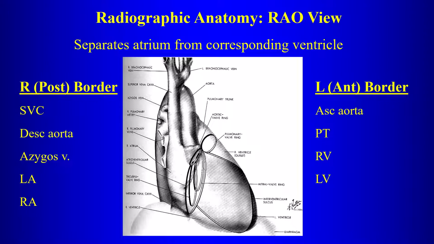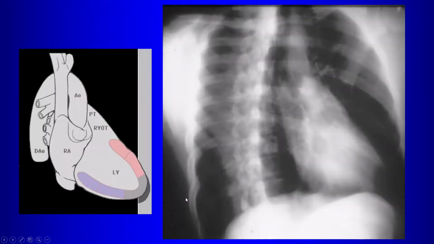The right anterior oblique view separates the atria from the ventricles, so you can see here that it separates the right atrium from the right ventricle. So that's good for the anterior oblique view. Again, it's used in nuclear medicine, separates the right atrium here from the ventricle.